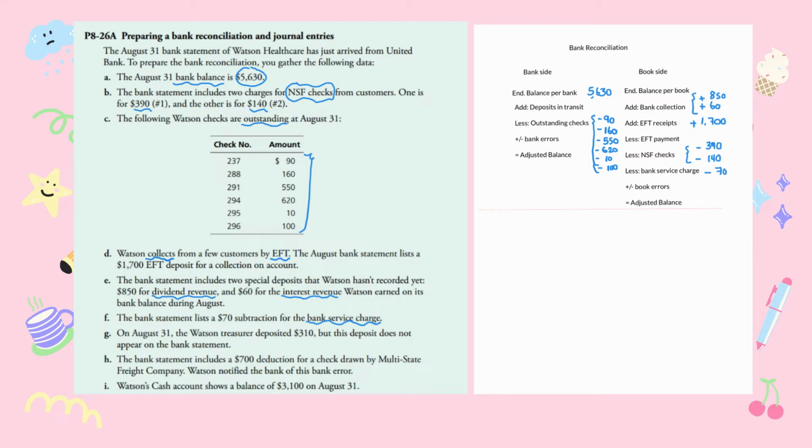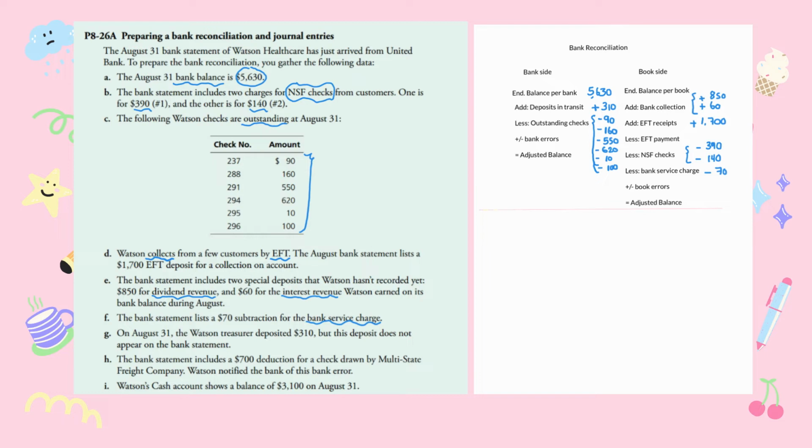On August 31st, the Watson treasurer deposited 310, but this deposit does not appear on the bank statement. So the treasurer deposited 310, but it does not appear on the bank statement, so I need to add it to the bank balance. This is deposit in transit. I need to add it to the bank side, plus 310. Okay.